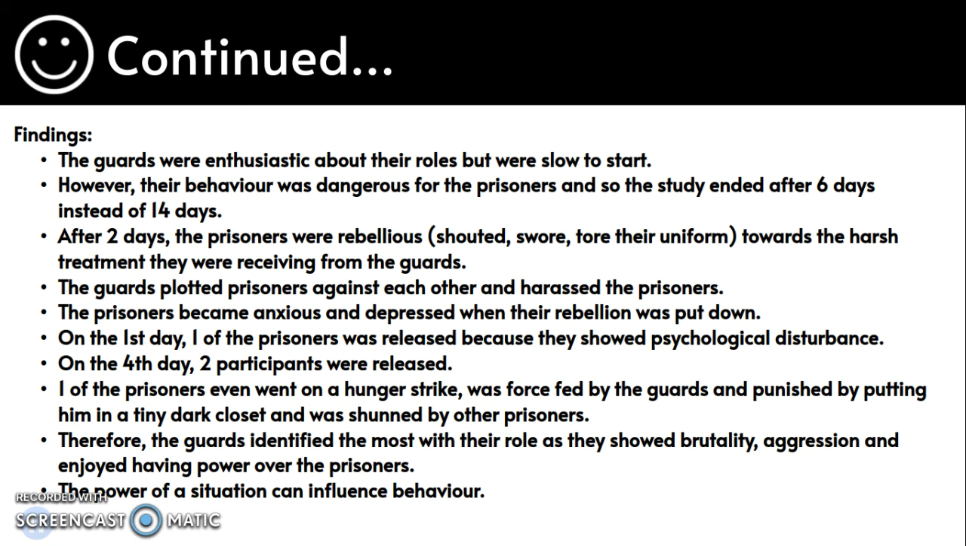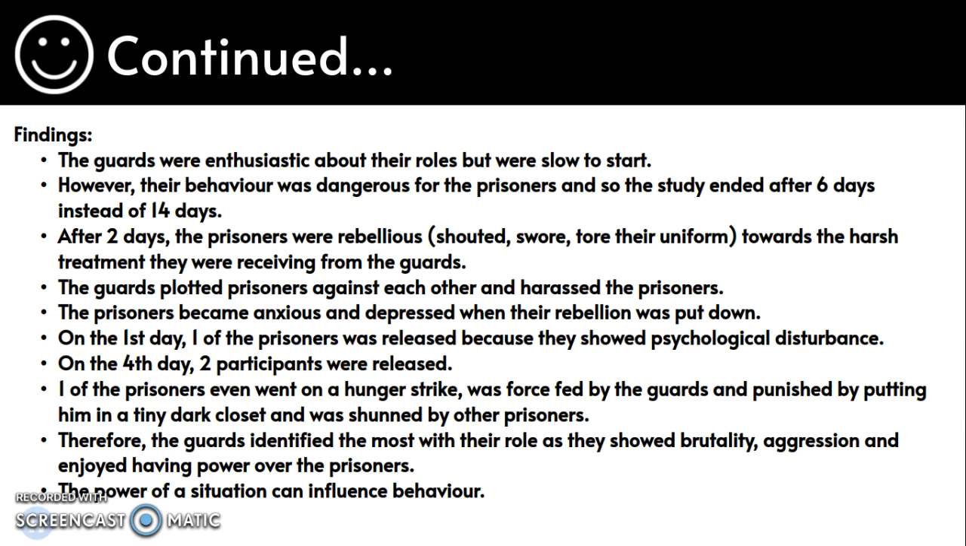The guards even plotted the prisoners against each other and harassed them. The prisoners started to become anxious and depressed when their rebellion was being put down. In fact, on the first day, one of the prisoners was released because they showed psychological disturbance, and on the fourth day, 2 participants were released.